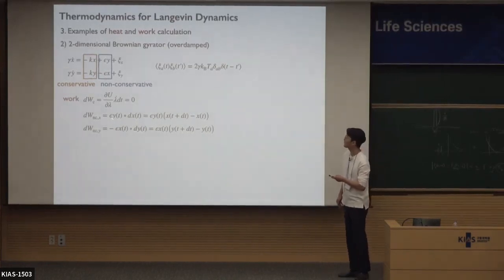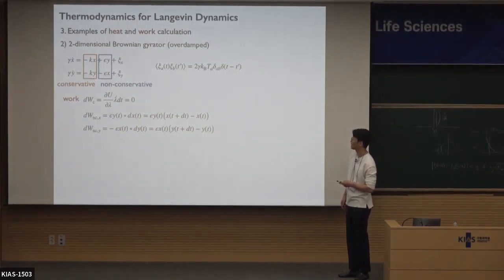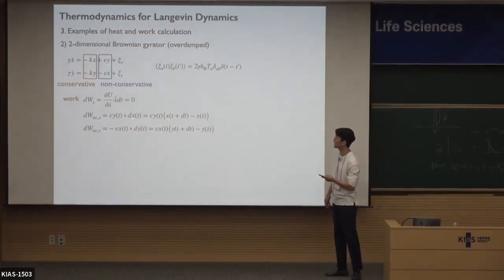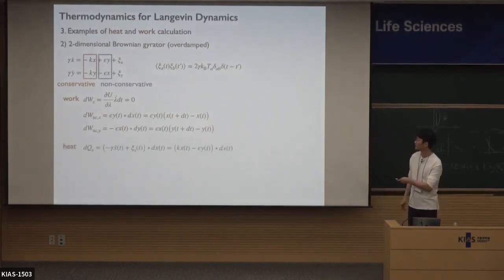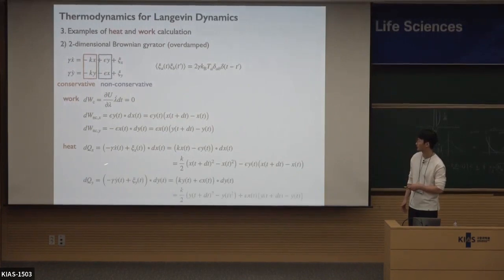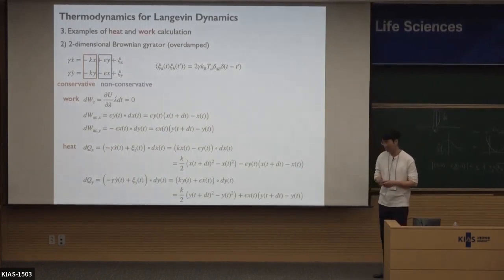But in this example, y has its own noise and x has its own noise, and these two noises are independent. So in this example, fortunately, the Stratonovich product can be converted into just a normal product. But usually we have to consider the Stratonovich product. Okay, we can also evaluate heat in the x direction and in the y direction. You can read it again in my lecture notes.